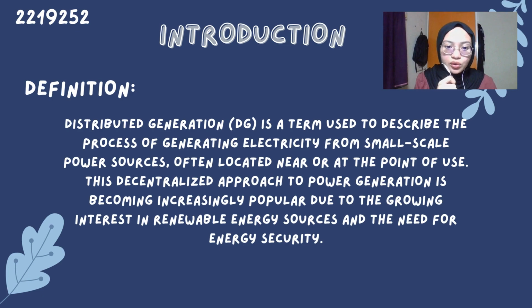So DG is used to produce electricity using small local power sources instead of relying on large centralized power plants. These small power sources, such as solar panels on your roof or a wind turbine in your backyard, will generate electricity close to where it's needed, often right where it's going to be used.